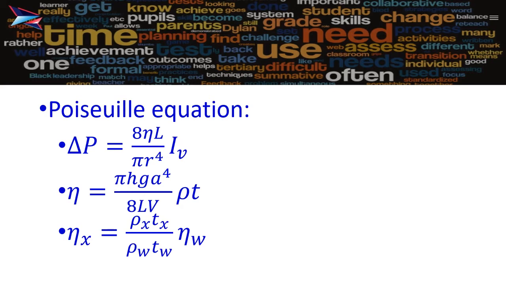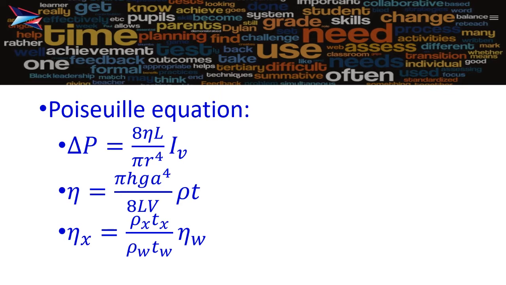However, in this experiment, we are not going to use the Poiseuille equation. It is a bit hard to use because it's hard to measure the radius of the fine tube as well as the current flow of the liquid through the fine tube. So instead, we are going to use the second equation here, which is eta equals pi h g r to the power of 4 divided by 8 l v, times rho times t. All of the parameters here are constant.